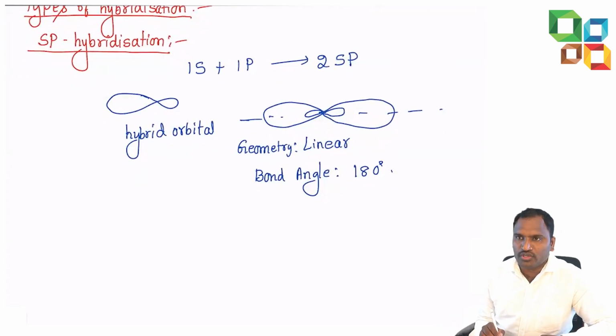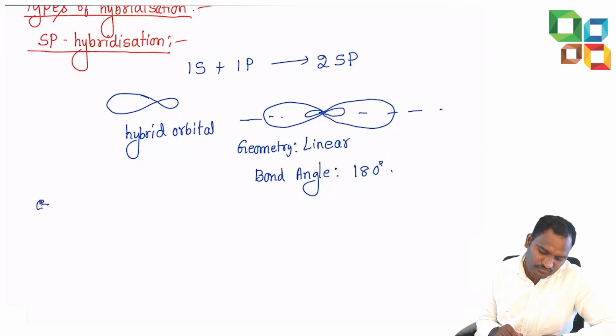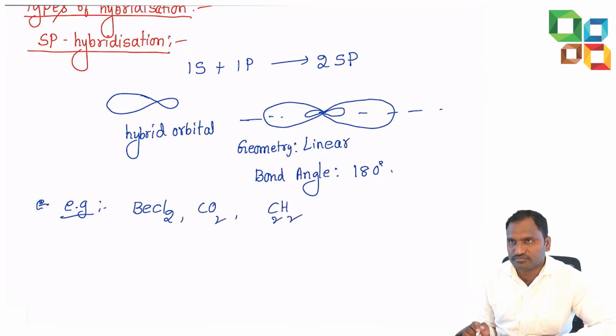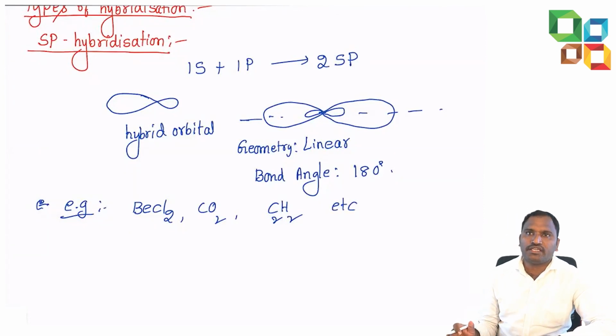Examples of molecules undergoing sp hybridization: BeCl2, CO2, ethine, you might know it as C2H2. Triple bonded compounds undergo sp hybridization. One molecule I'll take and I'll explain how it is undergoing sp hybridization.